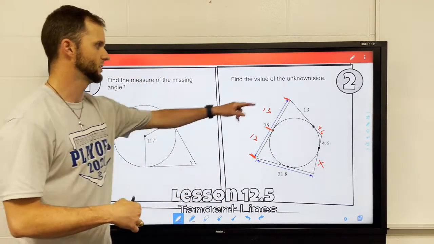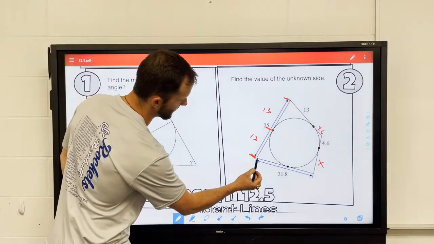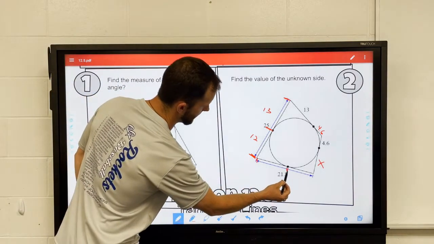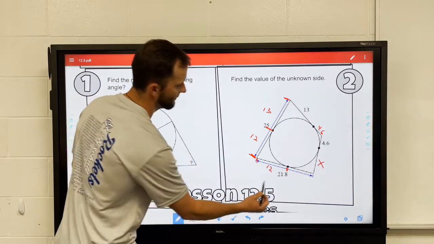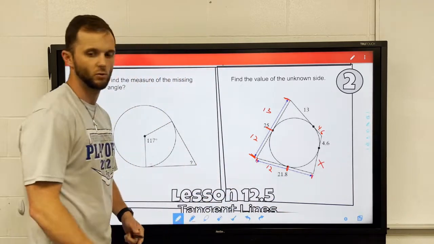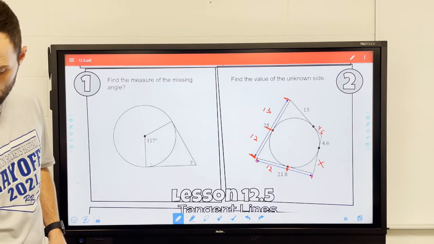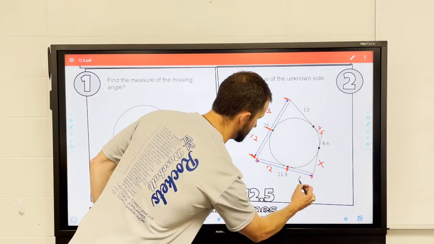Okay? Because 13 and 12 make 25, okay? So now that tells me from here to here is going to be 12. And if I wanted to find the distance from here to here, then I would subtract 21.8 and 12. So 21.8 minus 12 is going to end up giving me 9.8.